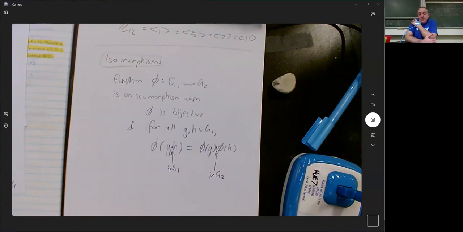And a homomorphism is one where it doesn't necessarily have to be bijective, but it still does this job. Have I got that right? Just guessing.